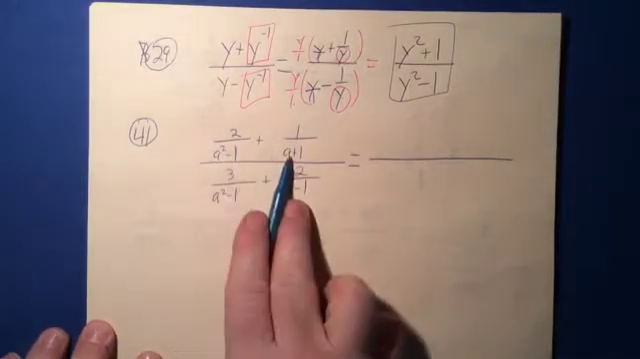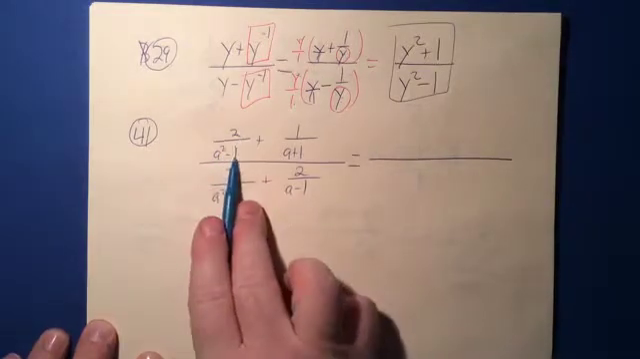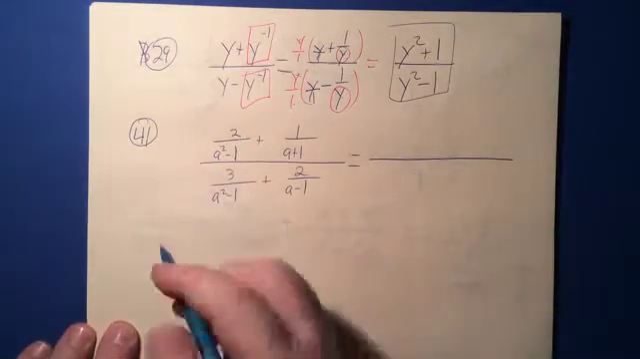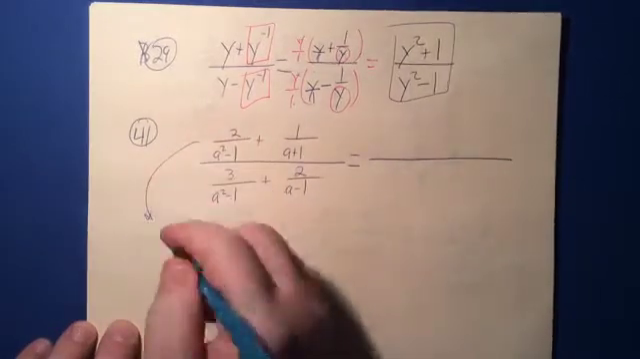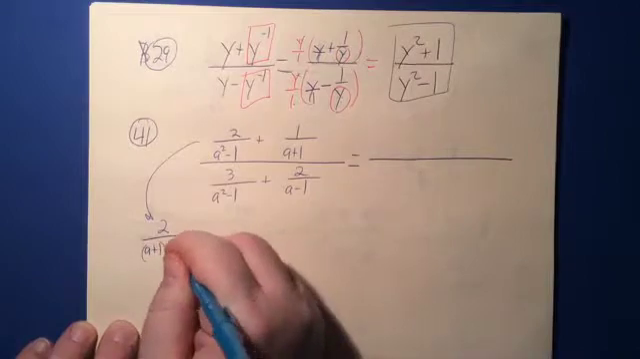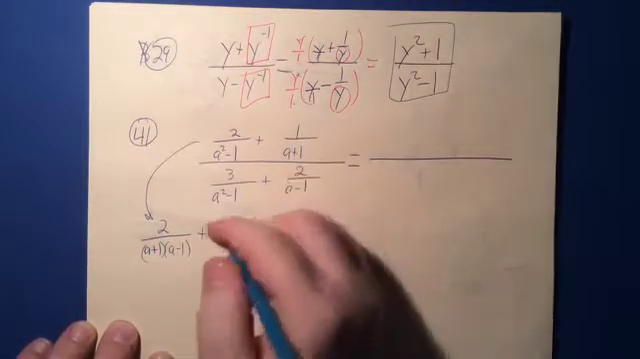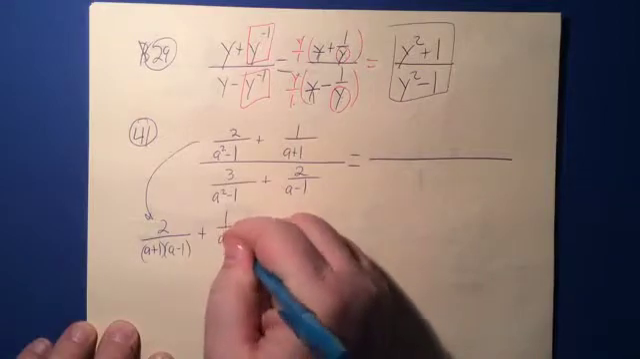So I'm going to take this here again, but I'm going to write this in the factored form. So 2 over a squared minus 1, I can write as 2 over a plus 1 times a minus 1. This is the difference of perfect squares, plus 1 over a plus 1.